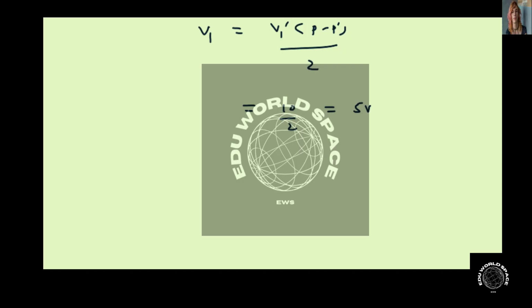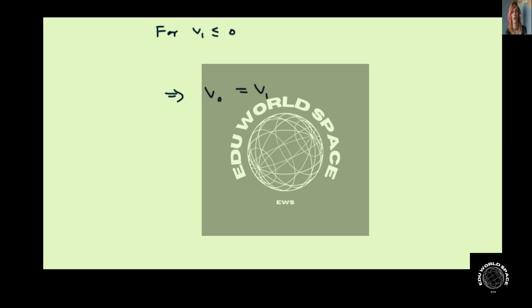Now consider the ideal diode mode. For V1 greater than 0, I can write the value of V naught is equal to V1. Now on further simplification, for V1 less than or equal to 0, you can write the value of peak value of output voltage as V naught is equal to V1 is equal to 5V.